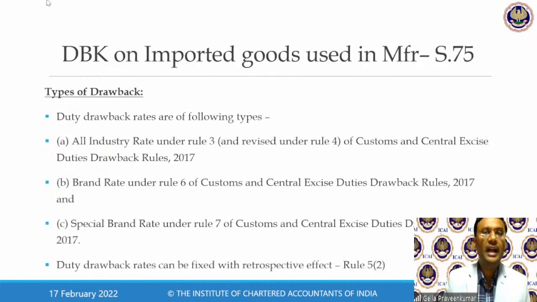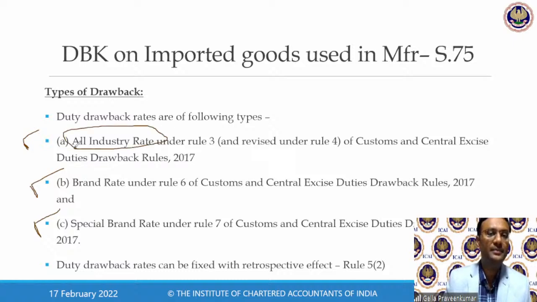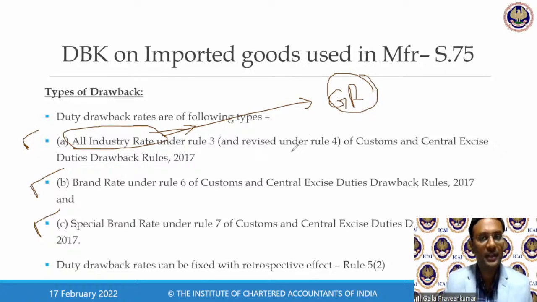Now, as of today, the customs law has prescribed 3 kinds of duty drawback rates. First is the All India Rate. This is a general rate, I call it GR. It is applicable in general for many business people. The All India Rate is prescribed under Rule 3 of the Customs and Central Excise Duty Drawback Rules.